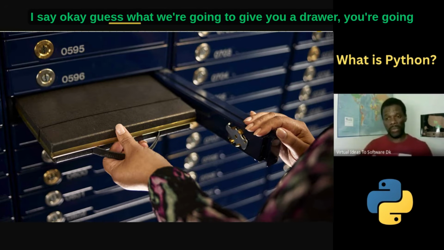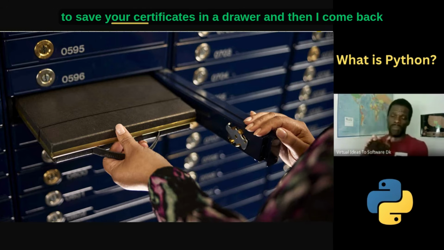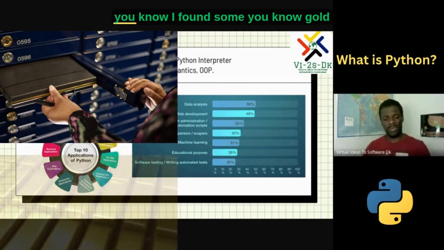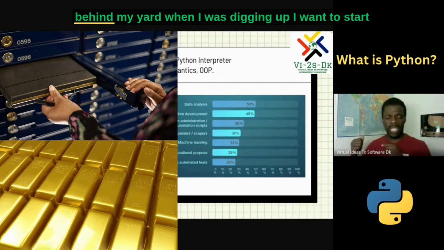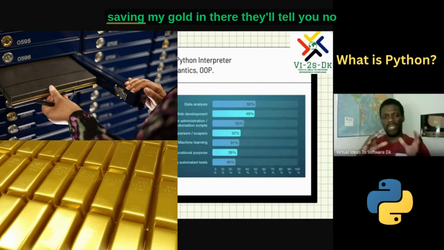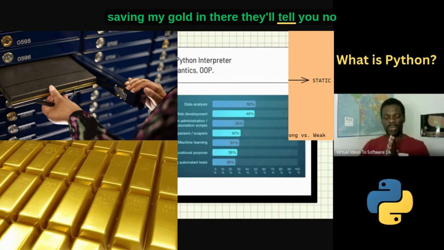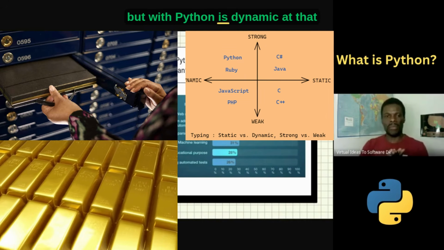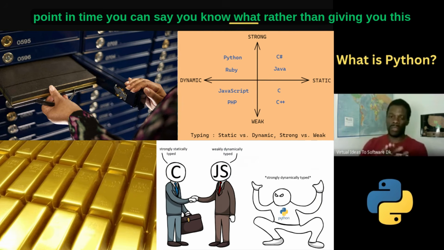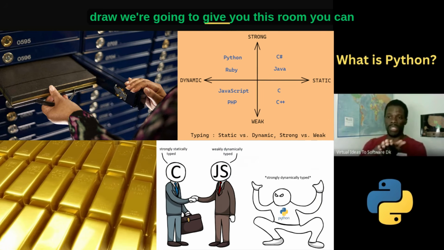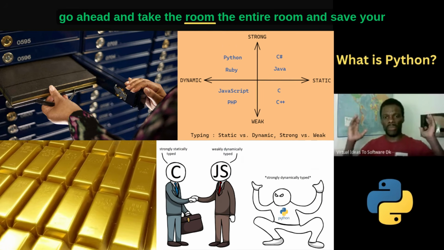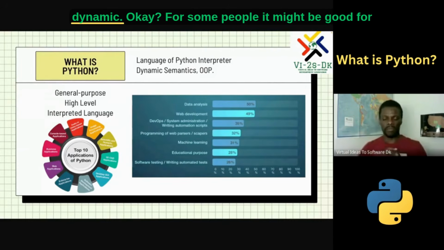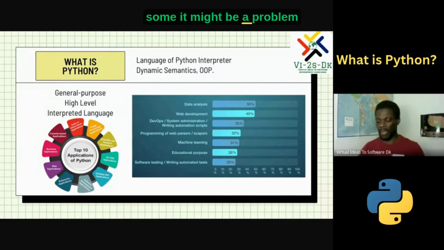And they say, okay, guess what? We're going to give you a drawer. You're going to save your certificates in a drawer. And then I come back tomorrow and I say, you know what? I'd also like to save, I found some gold behind my yard when I was digging up. I want to start saving my gold in there. They'll tell you, no, you cannot change this size because it's static. But with Python, it's dynamic. At that point in time, you can say, you know what? Rather than giving you this drawer, we're going to give you this room. You can go ahead and take the entire room, and save your stuff in there. So that's what it means by Python is dynamic. Okay, for some people, it might be good. For some, it might be a problem.